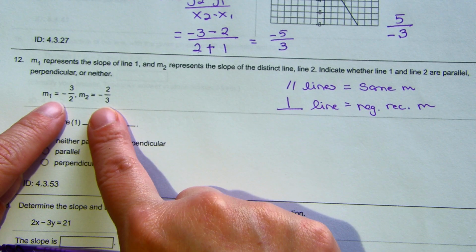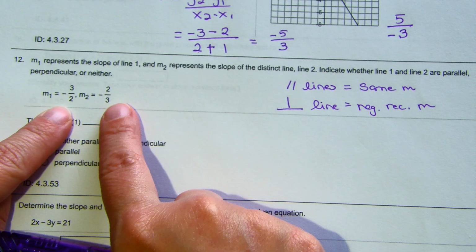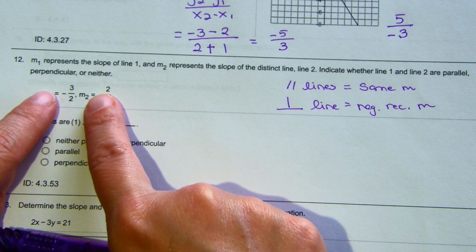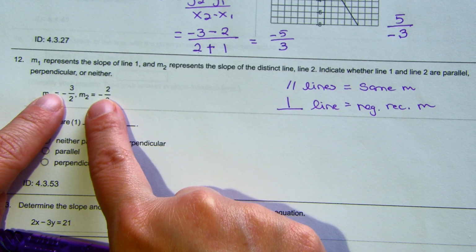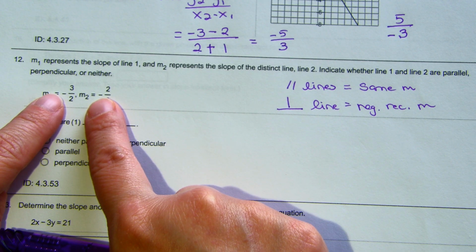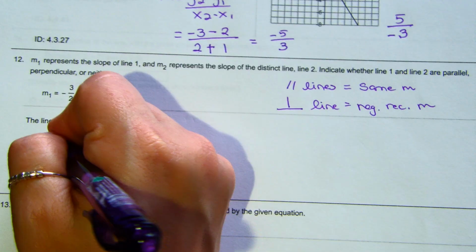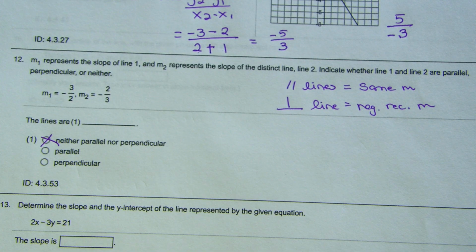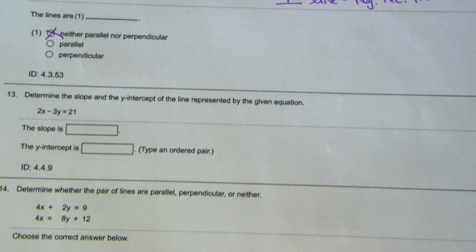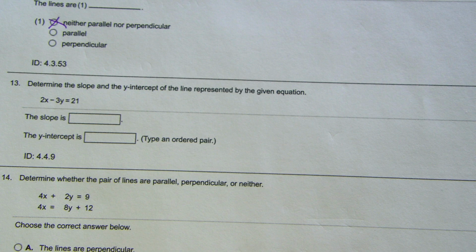All right, number 13. Determine the slope and y-intercept of the line given in the equation 2x minus 3y equals 21. So this is our standard form. In order to find our slope and our intercept, we need slope-intercept form, y equals mx plus b. So I need to get this equation into that format. So I have 2x minus 3y equals 21. So basically what I'm trying to do is get y by itself. That's what I need to do.